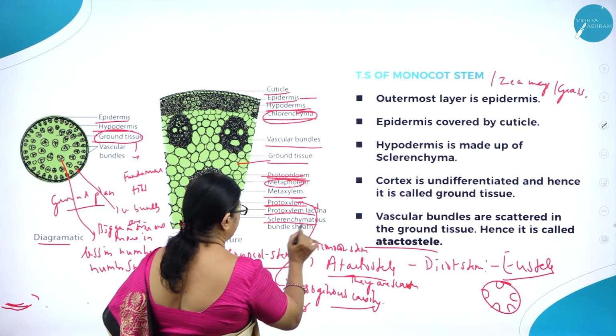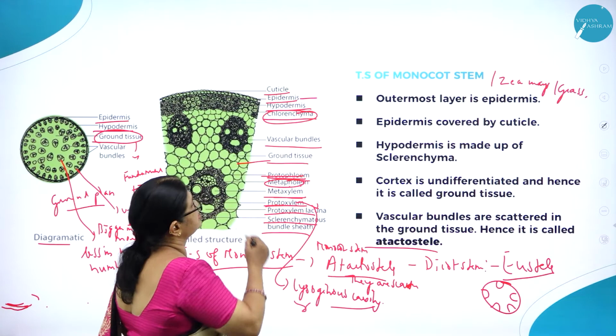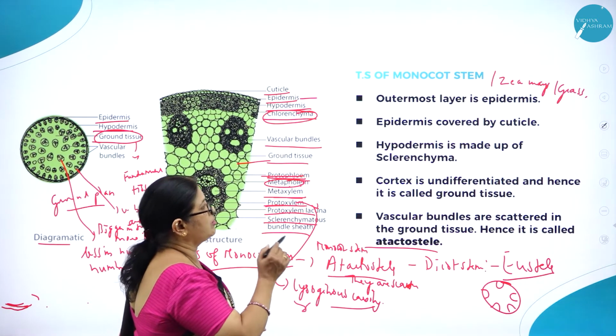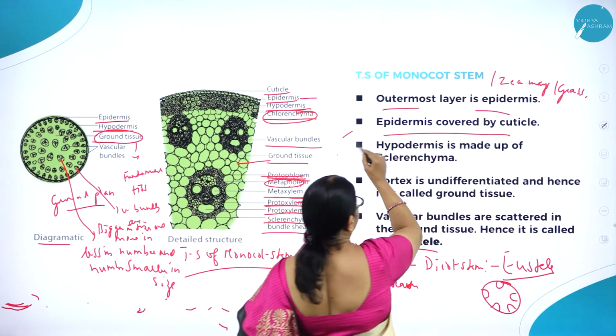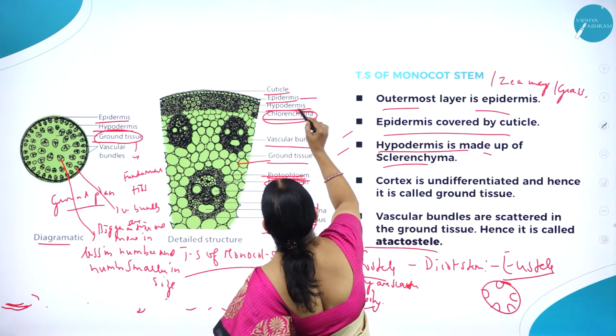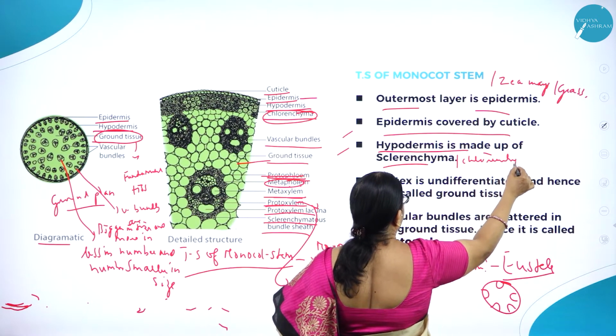And here you can see the bundle sheath that is made up of sclerenchyma. So this is how the transverse section looks. What is the anatomy of TS of dicot stem? The outermost layer is epidermis. Epidermis is covered by cuticle. Hypodermis is made up of sclerenchyma, or sometimes even chlorenchyma.